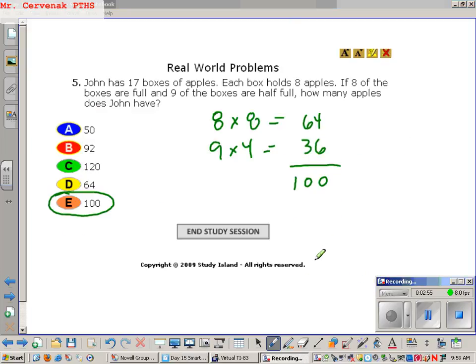This real-world problem contains some distractor information. 17 boxes will not be used in the problem. 8 full boxes times 8 apples per full box. 9 half boxes, 4 apples per half box. 64, 36. 64 plus 36 equals 100 apples.